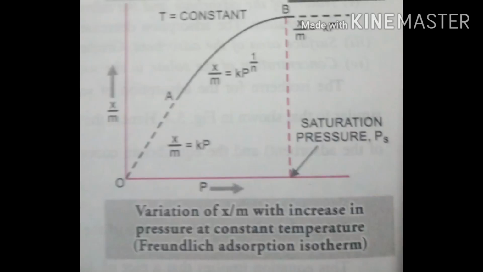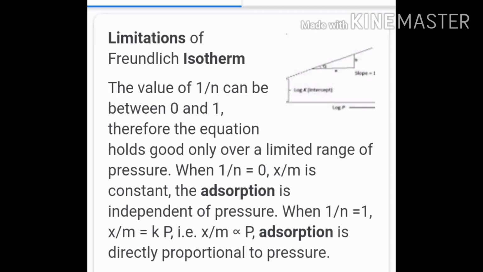Now students, in this graph it is clear that at low pressure the graph is nearly straight. Hence x over m equals kp. At high pressure, x over m is independent of pressure, that is x over m equals kp^0, and in the intermediate range of pressure, x over m equals kp^(1/n), where n is a positive integer, and n and k are constants. Now we know that x over m equals kp^(1/n) is known as the Freundlich adsorption isotherm.